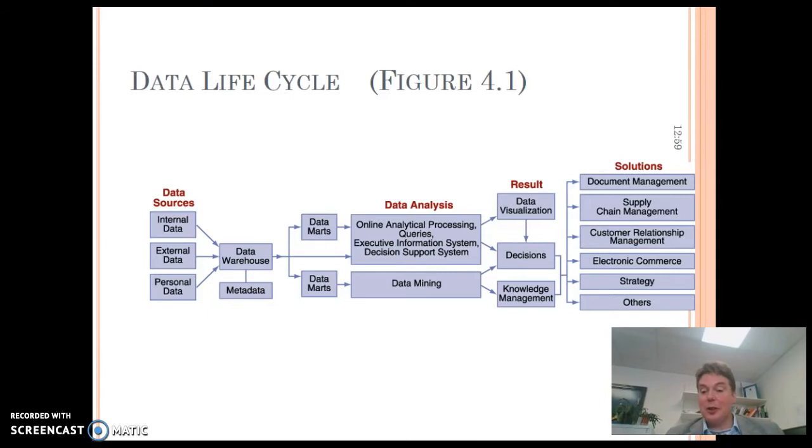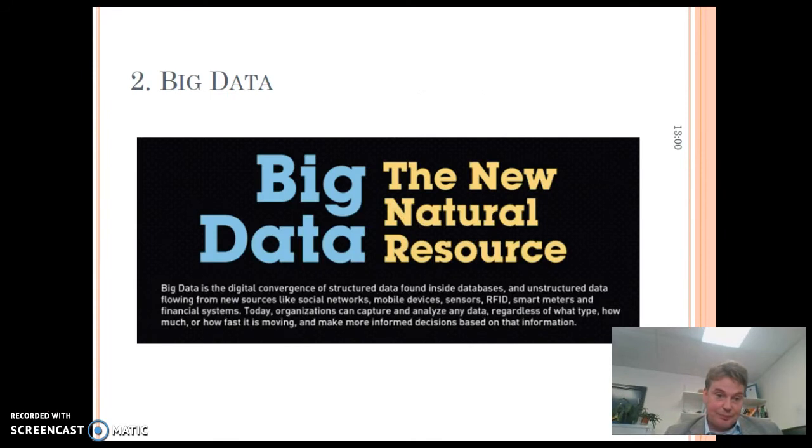And then we have to actually manage the knowledge. We have to share it among the organization. So this will actually affect the day-to-day functional activities of the organization, our supply chain management, our customer relation management, our e-commerce. All our strategy is underpinned by decisions that are coming from data. And ideally, we will make informed, data-driven decisions. Okay, so the next topic we're going to talk about in week 5 is big data.